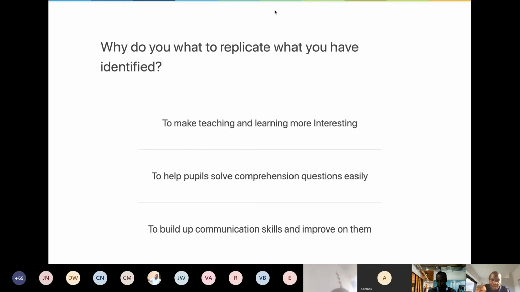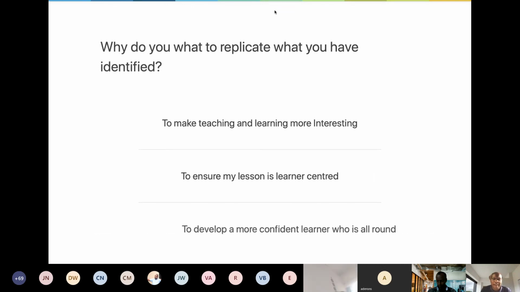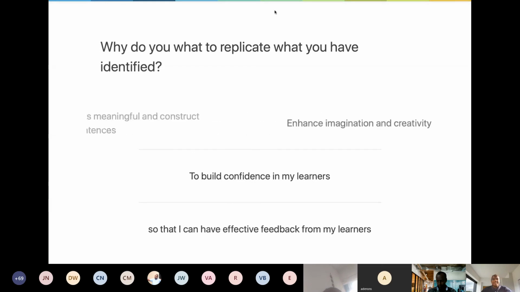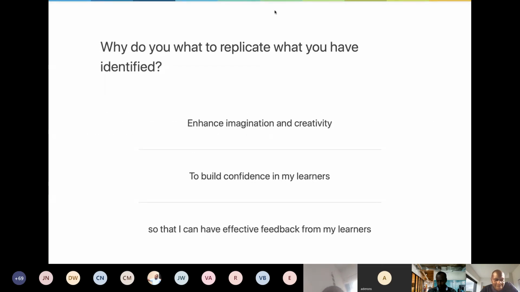Now you are doing it for a specific activity: to make teaching and learning more interesting, to ensure my lesson is learner-centered, to develop a more confident learner who is all-round, in order to make reading storybooks meaningful and construct meaningful sentences. Wow, this is getting better. Now you have said why.